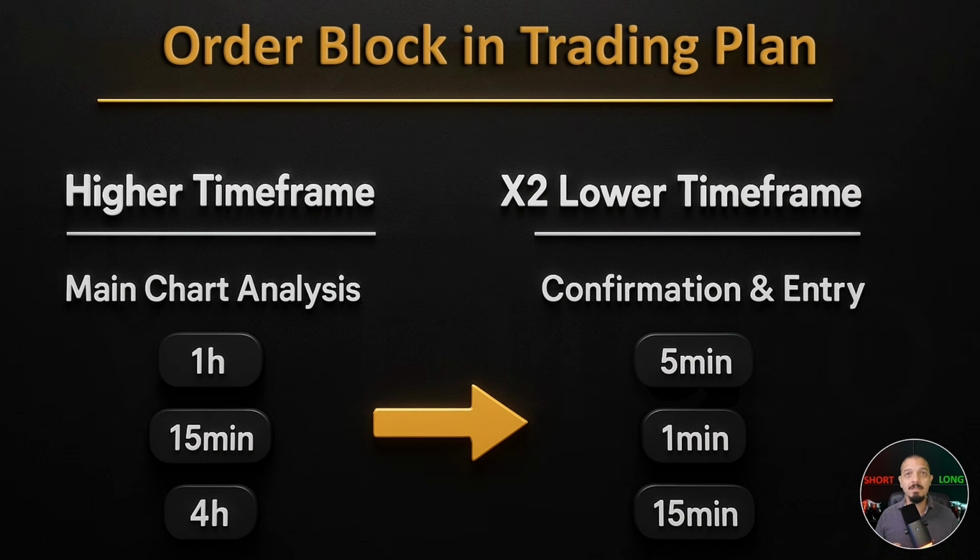As mentioned earlier, this setup always relies on two different time frames. The higher one serves as your main chart for day trading analysis, and the lower one is used for confirmation, precise entries, and managing your active trades. It doesn't matter exactly which time frames you prefer to use. The important rule is that your entry time frame should be at least 2 times lower than your higher time frame. For example, many traders combine the 1-hour chart with the 15-minute chart, or the 4-hour with the 1-hour, depending on their trading style.